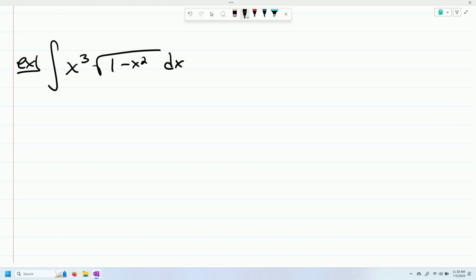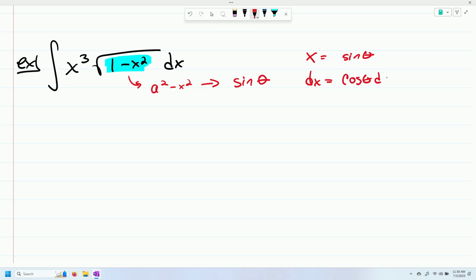All right, here's our next problem. The integral of x to the third times the square root of 1 minus x squared dx. So if we want to use trigonometric substitution here, this has the form of a squared minus x squared. So that's telling us we're going to be making sine theta substitutions. So x equals a sine theta. Well, in this case, a is going to be 1. So dx is going to equal cosine theta d theta. So here's my substitutions.